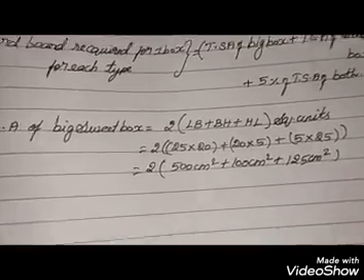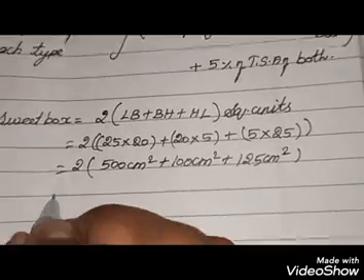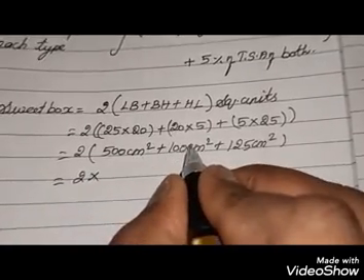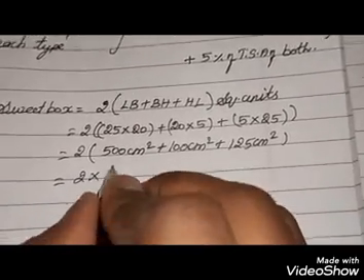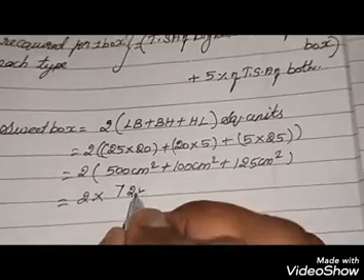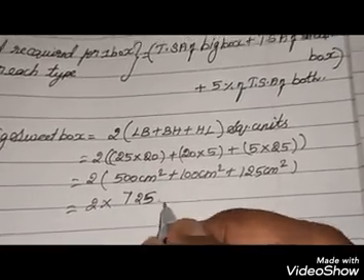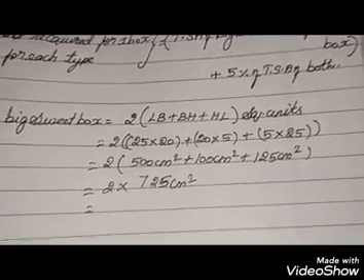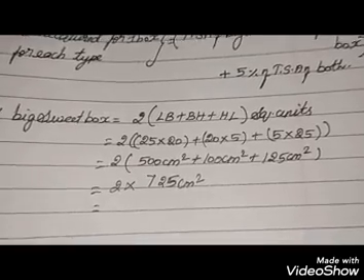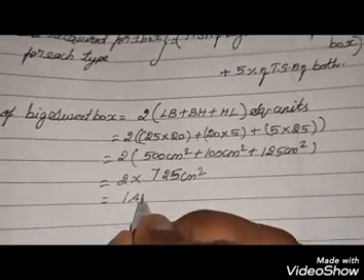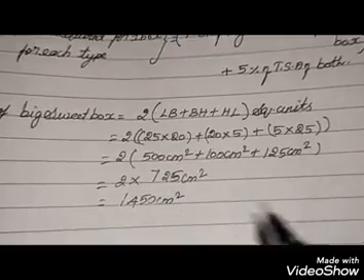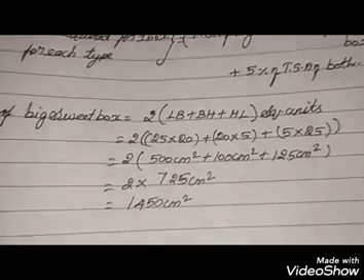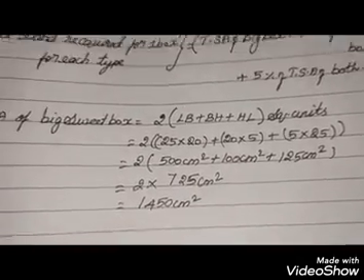Now we add all these values: 500 plus 100 plus 125 is 725 centimeter square. Now multiply it by 2: 5 twos are 10, 2 twos are 4 plus 1, so 1450 centimeters square. So the total surface area of the big sweet box is 1450 centimeters square.